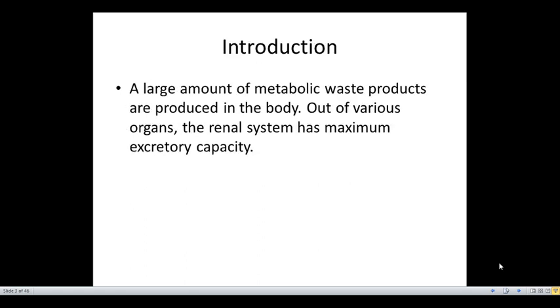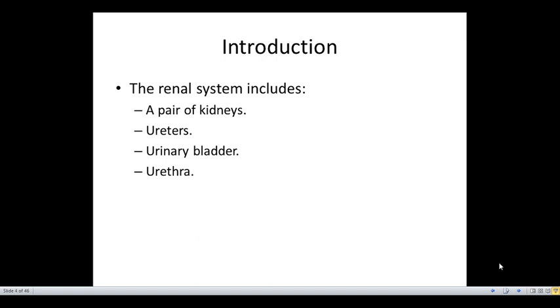A large amount of metabolic waste products are produced in the body. Out of various organs, the renal system has maximum excretory capacity. The renal system includes a pair of kidneys, ureters, urinary bladder, and urethra.